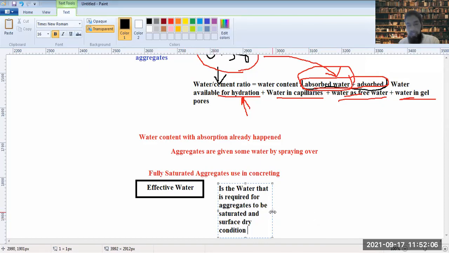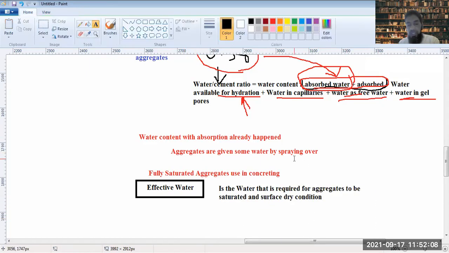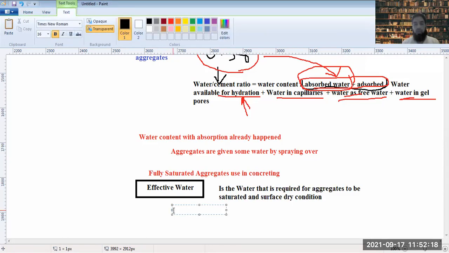So the water in the concrete mix that you are using is for the aggregates, which are already 100% saturated and in surface dry condition. In the surface dry condition, they have no adsorbed water. So that's the effective water content you are using in concrete. But if you use the term free water, apart from the free water within the concrete, there is another free water, that is the excess water that is absorbed.